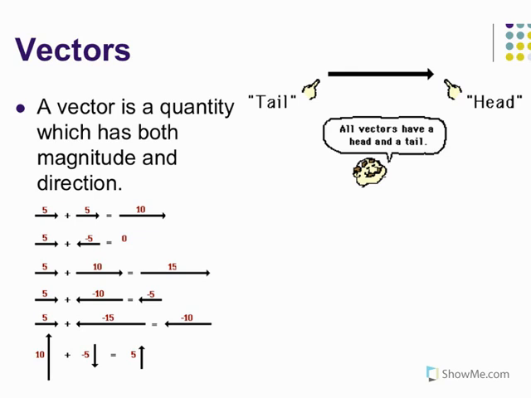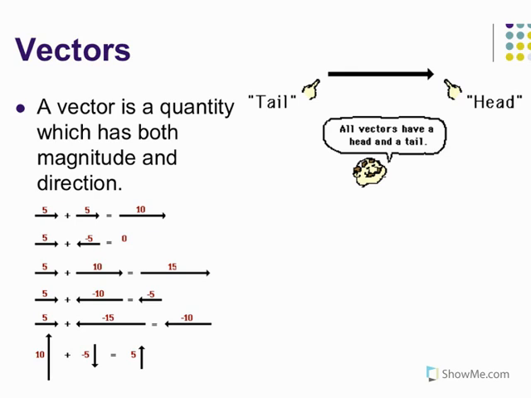So the way we represent them is with an arrow, and the arrow is going to be the direction that the vector is going to be acting. Also, the length of the arrow is going to matter. The length of the arrow is going to represent the magnitude.